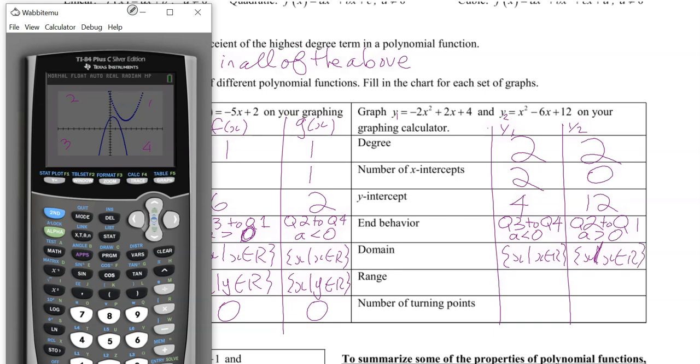And now range. What's the range? So if we want to get the actual range, we are going to need the maximum for y1. Right? So I'm going to do this. So we go second calc max, maximum. It asks, you've done this, right? So it asks you for the left bound. So you just go to the left of the maximum. It asks you for the right. You move over to the right-hand side. And it asks for a guess, so you just move up to about the top. So it's negative 0.499999. So we're going to call, that's the x value. Y value is 4.5.